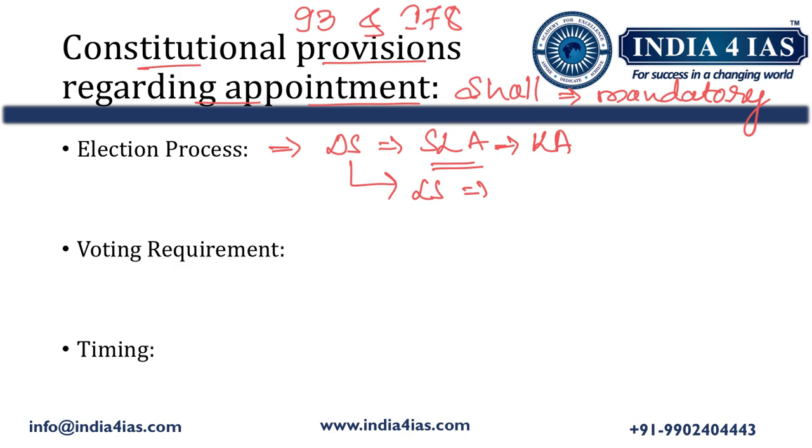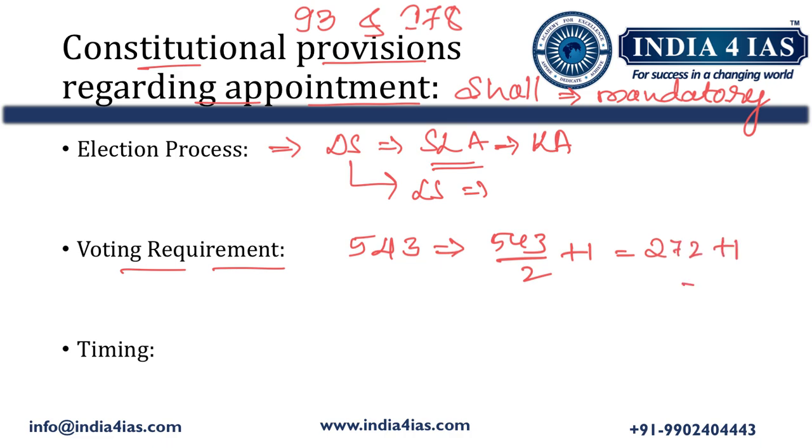Then coming to the voting requirement, the election is conducted by simple majority of the members present and voting. For example, in the Lok Sabha, there are 543 members. Then the simple majority to elect the Deputy Speaker is 543 divided by 2 plus 1. So that is the magic number, 272 plus 1, that is 273. So the Deputy Speaker who is going to get elected should get 273 votes.